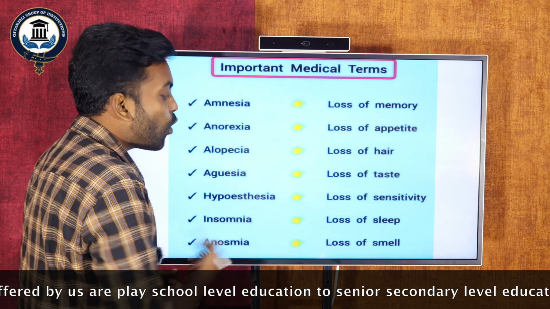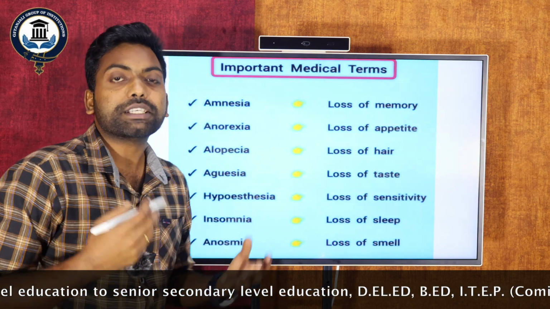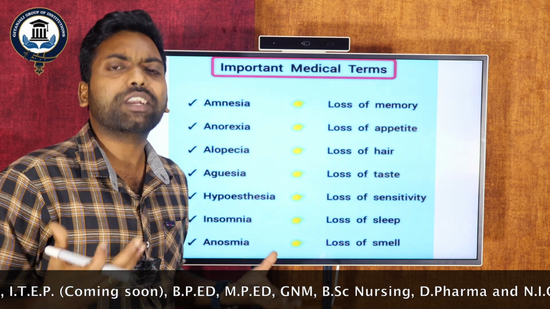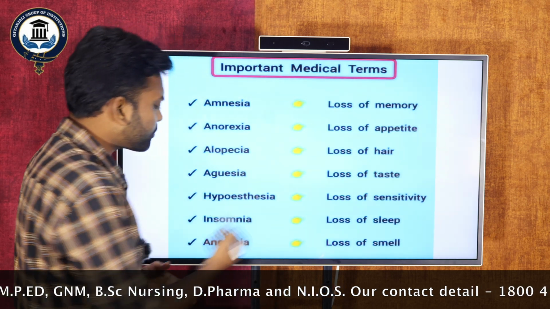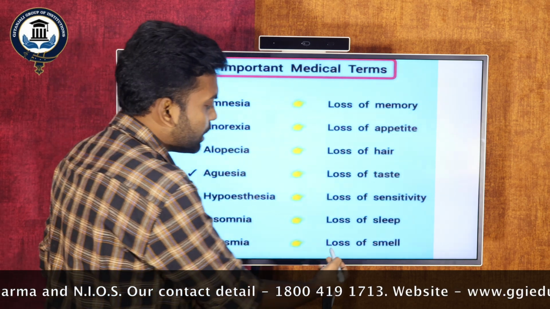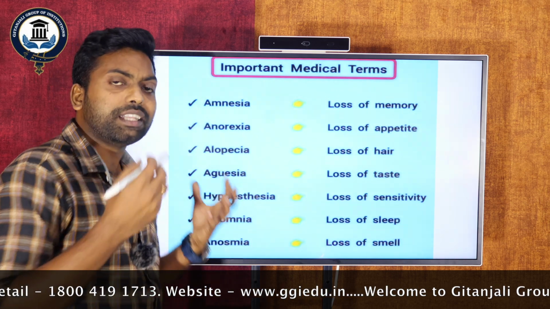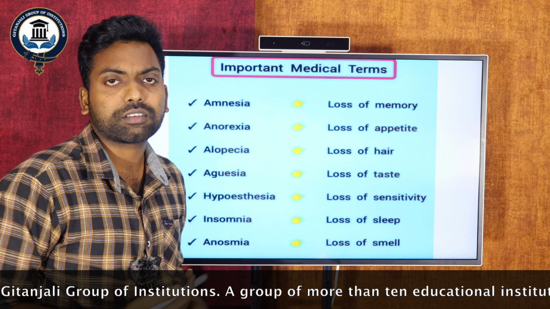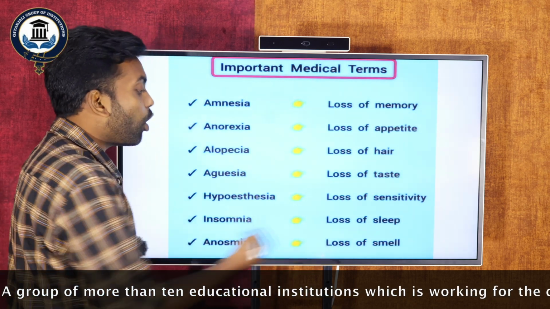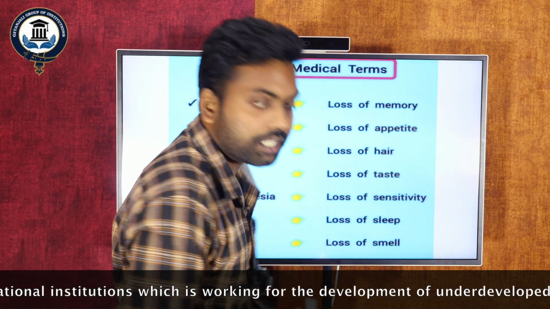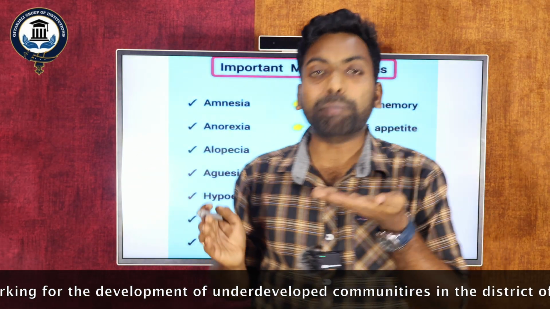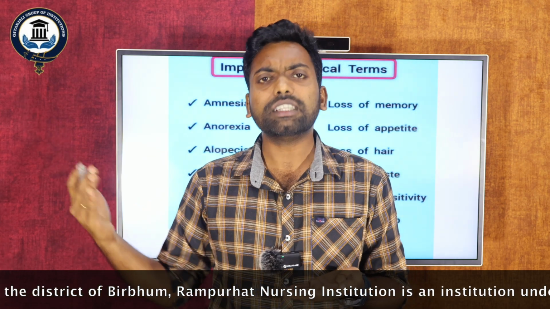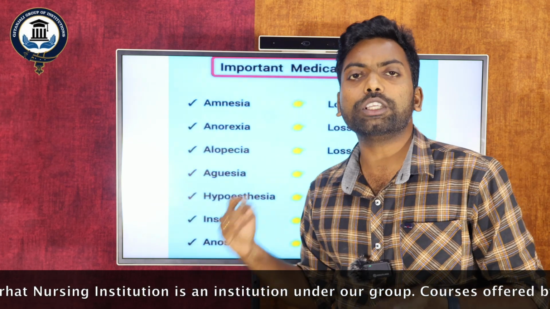And next one is insomnia, loss of sleep. When the patient has any kind of mental problem, stress or anxiety, they won't get sufficient sleep. So that is called insomnia. Next one is anosmia, nothing but loss of smell. When there is a problem in the nose or the brain, in such a case we will get a loss of smell also. So my dear students, these medical terminologies are a basement. If you want to study all the departmental subjects, pediatrics or OBG or community, whatever it is, these are the main terminology you must know.